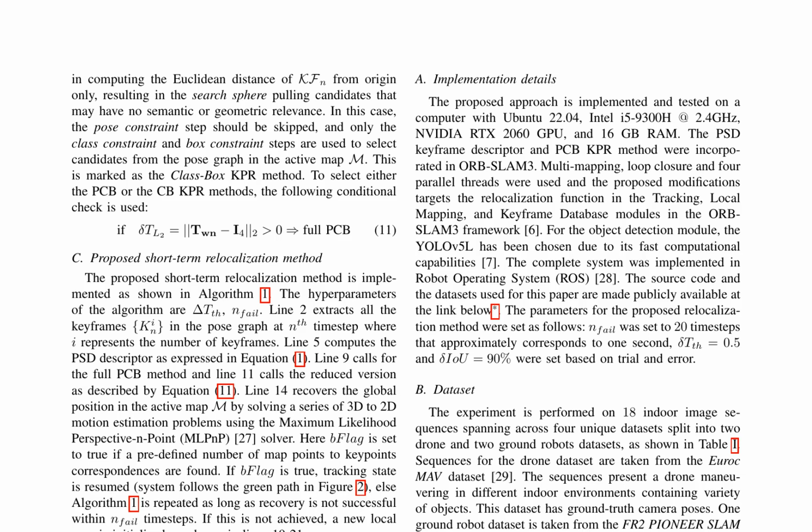Here is the combined summary of the 4 pages. The proposed short-term relocalization method, implemented as Algorithm 1, combines Pose Class Box (PCB) and Class Box (CB) methods to select keyframe candidates from the pose graph in the active map M. The PCB method is used when the Euclidean distance of the keyframe from the origin is greater than a threshold, while the CB method is used otherwise. The algorithm iterates through the keyframes, computing the PSD descriptor and performing relocalization using the selected method. If the tracking state is not resumed within a predefined number of time steps, a new local map is initialized.